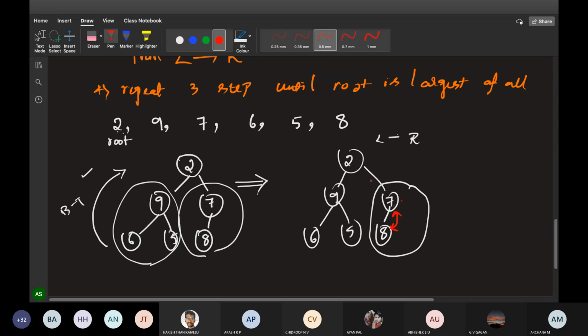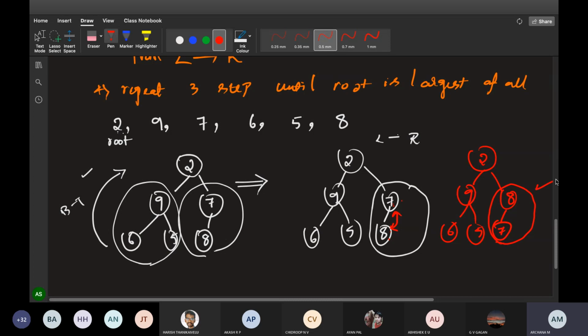Okay, now see, parent is larger than child. Parent is not larger, swap it. That is known as heapification. Now after swapping, you'll get a new tree. 9, this is 6, this is 5. After swapping what I'll get? 8 and 7. Okay, now this first right side of the tree is completed.